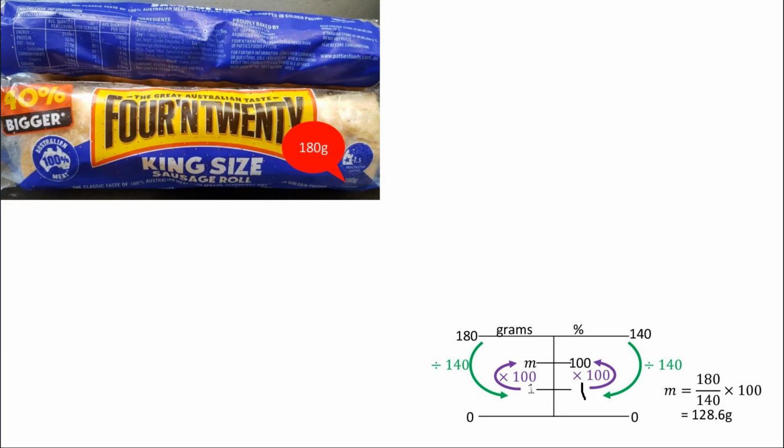And then you say, okay, let's find M. So I've traced those arrows back and the green arrow started at 180. What did the green arrow do? It told me to divide by 140. And then the purple arrow said multiply by 100. And that tells me that the original sausage roll was probably 128 grams, 128.6.